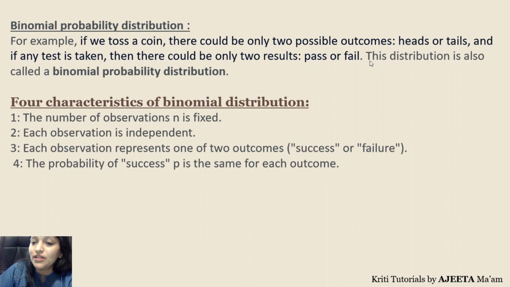So binomial means it should have only two outcomes, pass or fail, success or failure. It should have a fixed number of observations. Each observation should be independent and each observation should represent one of the two outcomes: either you are getting a success or you are getting a failure. The probability of success P is the same for each outcome. So this was the definition of the binomial distribution.